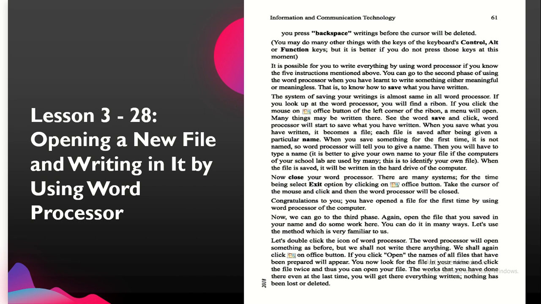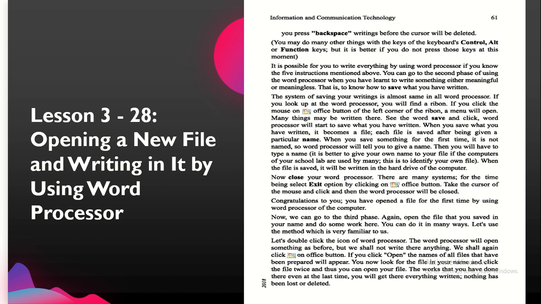You may do many other things with the keys of the keyboard, Control, Alt, and Function keys, but it is better if you do not press these keys at this moment. It is possible for you to write everything by using a word processor if you know the 5 instructions mentioned above. You can go to the second phase of using the word processor when you have learned to write something either meaningful or meaningless. That is to know how to save what you have written.